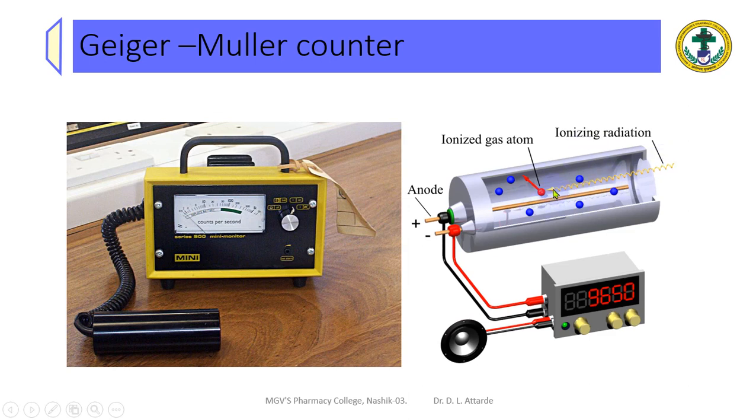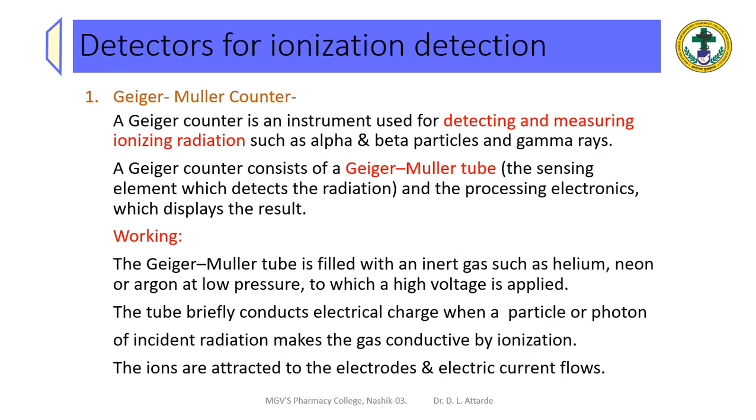Now, inert gases are filled inside this tubing, so that they get ionized, and the electric current flows, and that is measured. So here we see the property-wise. The Geiger-Müller counter instrument is used for detecting and measuring the ionizing radiation, such as alpha and beta particles and gamma rays. Now, this Geiger counter consists of a tube, a sensing element which detects the radiation, and the processing electronics which displays the results.